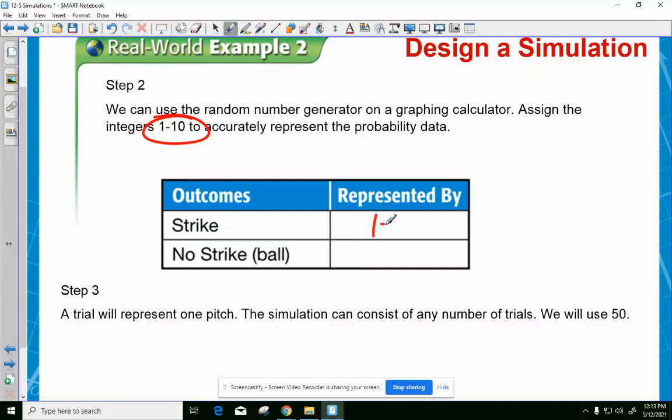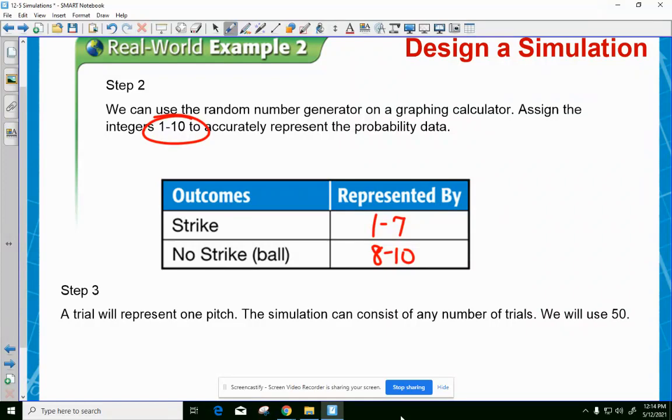In this situation, I think I'll use the first 7 to be a strike and the last 3, 8, 9, and 10, to be a ball. Meaning, in a second, when I say generate these numbers, if it comes out to be a 1 through 7, we're going to consider that to be a strike. And if it comes out an 8, 9, or 10, a ball. Does that seem fair enough? Now, every time we do it, that's going to stand for a pitch. And we're going to do this 50 times. The more times we do it, the better off we are.